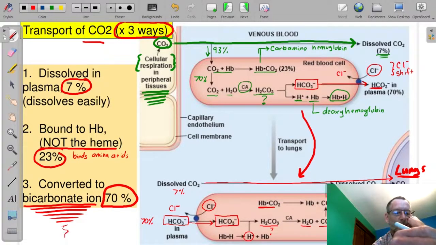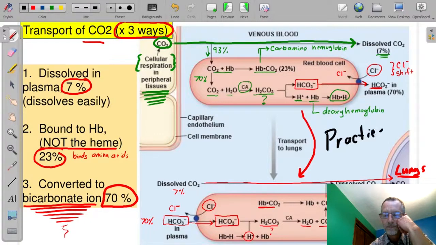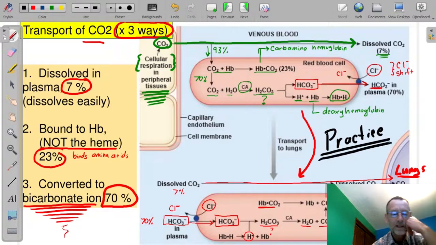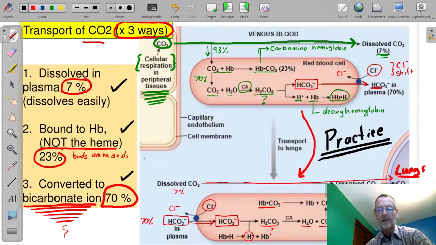I would practice this. I would draw it. Once you spend a little bit of time on it, it's pretty straightforward, I think. So I'm going to encourage you to practice. It may look busy, but remember these 3 ways. This is what you need to memorize first, the 3 methods that carbon dioxide is transported. 7% in the plasma, 23% on the hemoglobin, and 70% as bicarbonate, and then you should be able to figure out the rest of it. Okay, good luck.